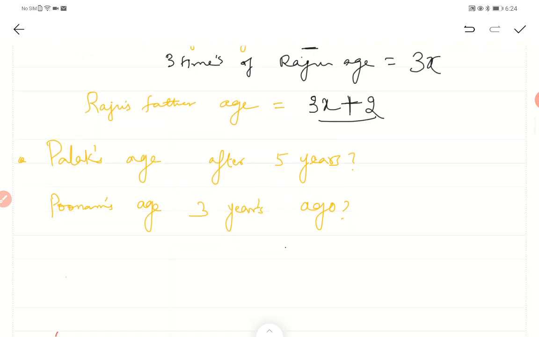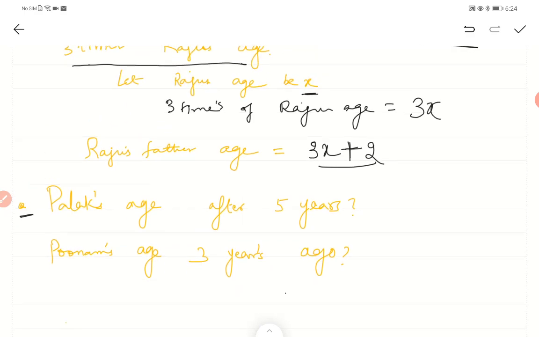Now look at this question. Palak's age after 5 years. See, here there is no comparison with anyone, it is directly just given as Palak's age after 5 years. What does this mean? We are comparing Palak's age with her present age. When nothing is given, that means you will add 5 years to her present age. Present age we don't know, so let present age be x. So what will be Palak's age after 5 years? It will be x plus 5.